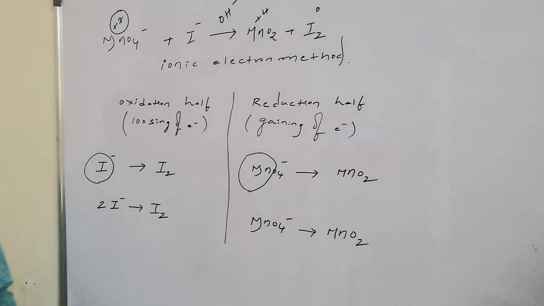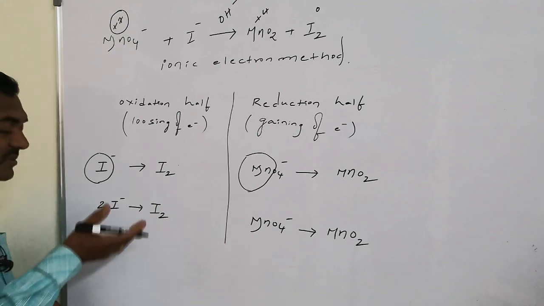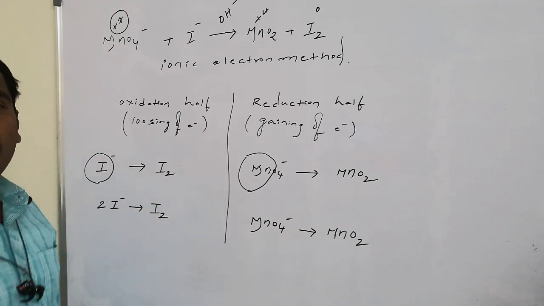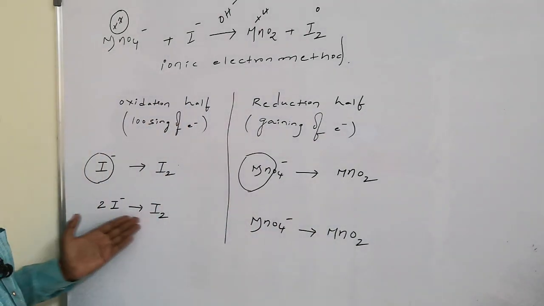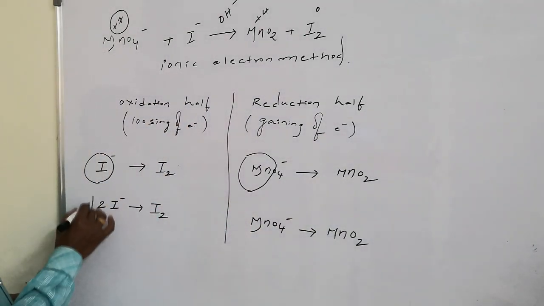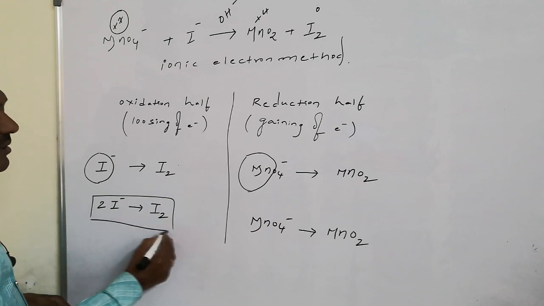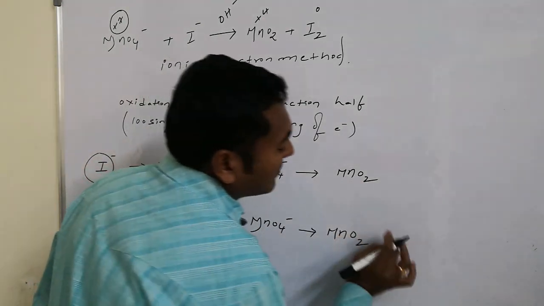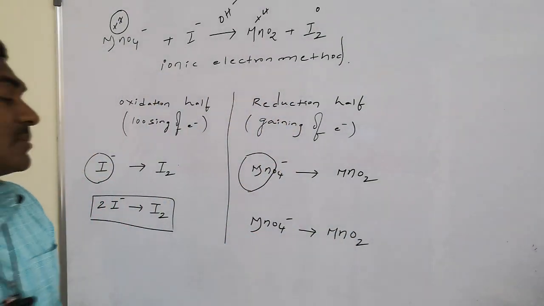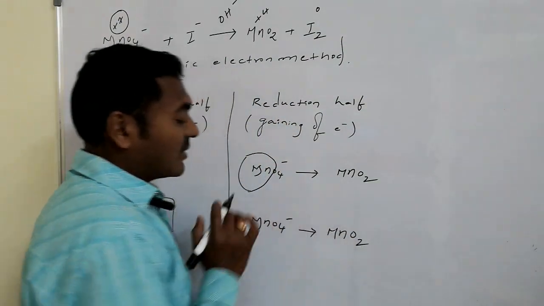After conservation of the central atom, we have to go for the other atoms. Luckily, in this first half we can't find any other atoms, only I is present. So 2I minus is converted to I2 is a balanced part as far as atoms are concerned. Similarly, this MnO4 minus is converted to MnO2. Manganese is balanced, one manganese is maintained as one manganese.